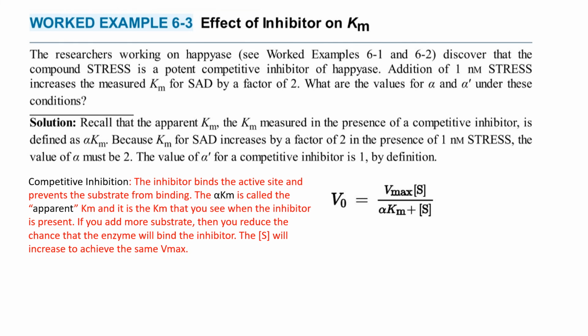So recall that the apparent Km, the Km measured in the presence of a competitive inhibitor, is defined as alpha Km. Because Km for SAD increases by a factor of 2 in the presence of 1 nanomolar of stress, the value of alpha must be 2. The value of alpha prime for a competitive inhibitor is 1 by definition.